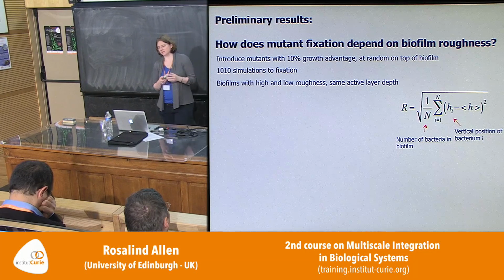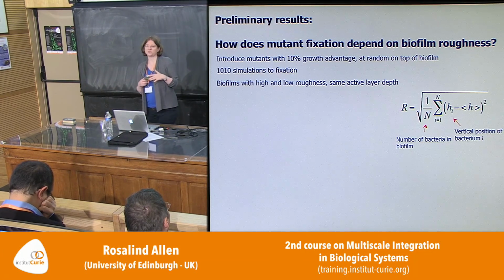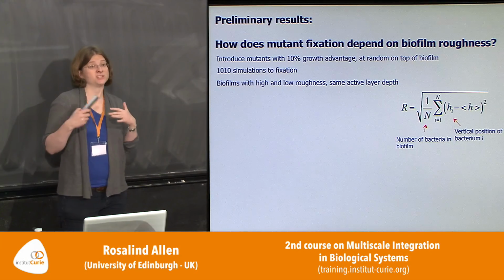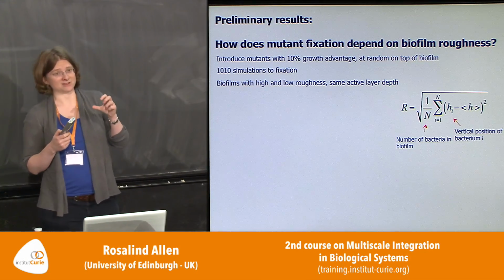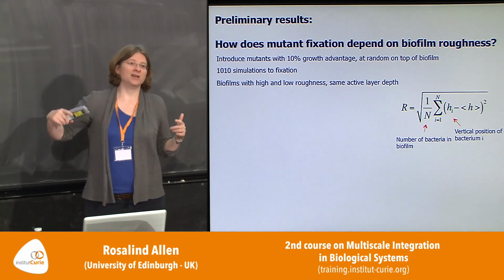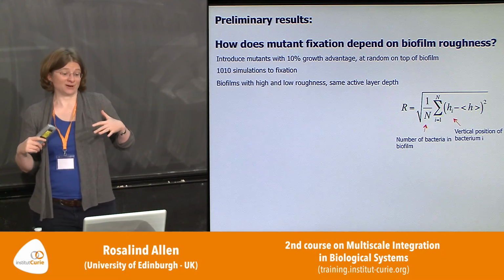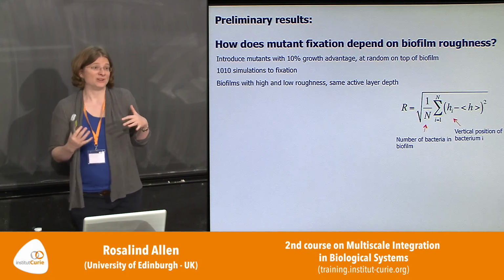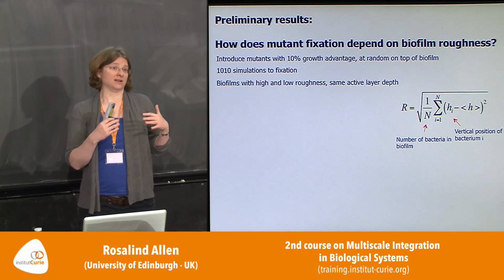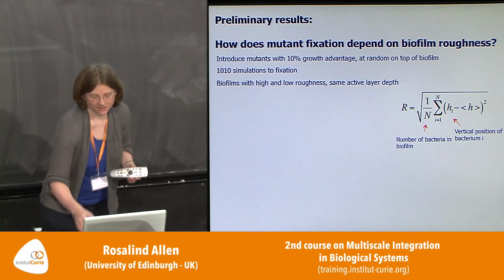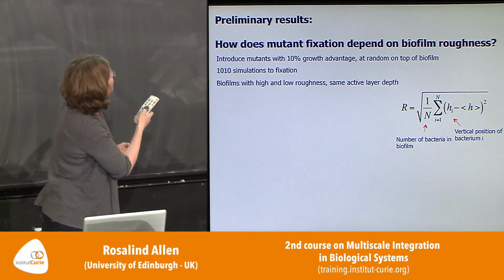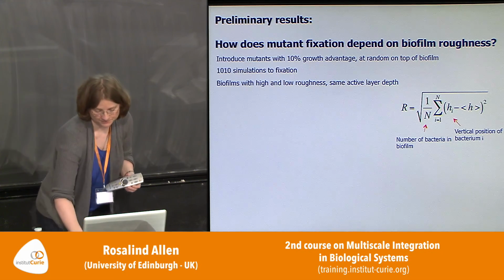And so what we've actually done is we've computed this fixation probability for two different parameter sets for the bacterial growth, which correspond to different values of the roughness, while still having the same active layer width. So we have one parameter set which gives a rough biofilm, and another which gives a less rough biofilm. In our preliminary work, we asked: if you have a more or less rough biofilm, do you get a lower or higher fixation probability? The roughness is defined as this. As I said, it's just the standard deviation of the height across the biofilm.